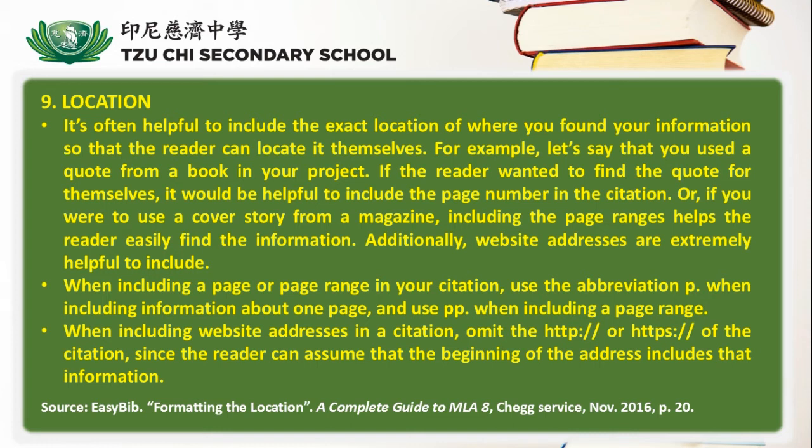Additionally, website addresses are extremely helpful to include. When including a page or a page range in your citation, use the abbreviation p. when including information about one page only, and you can use pp. when including a page range. So remember, p. for one page only and pp. for a page range.